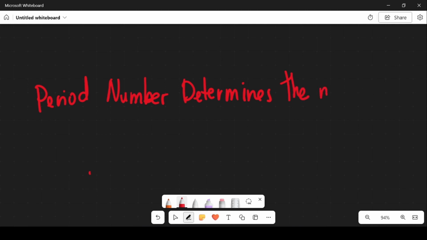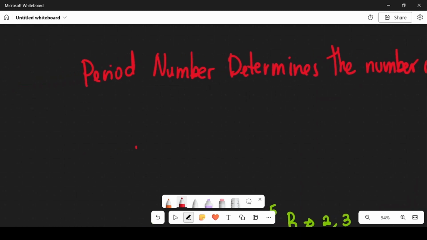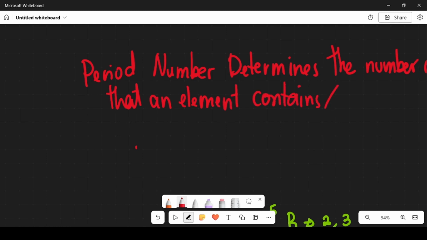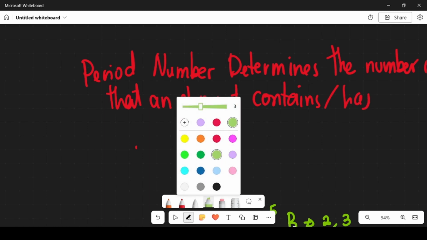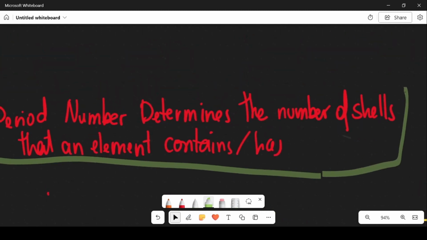It determines the number of shells that an element contains or has. What color do you want to use? Green, light green. Such a cute color. There we go.